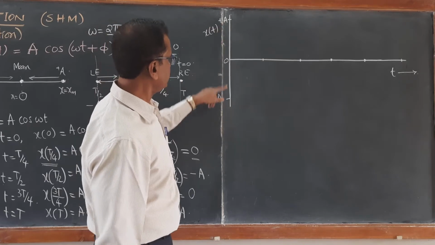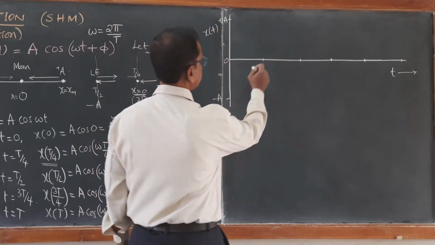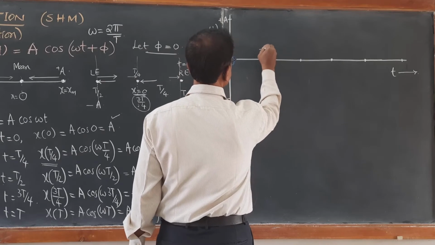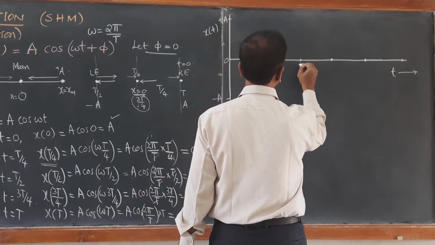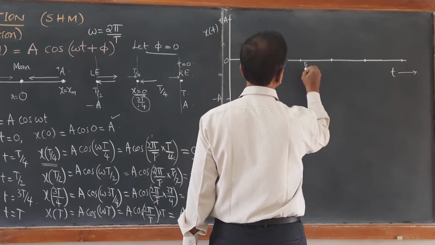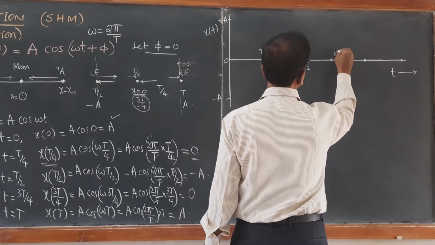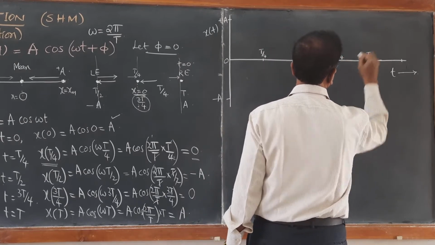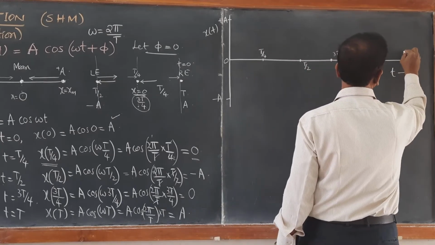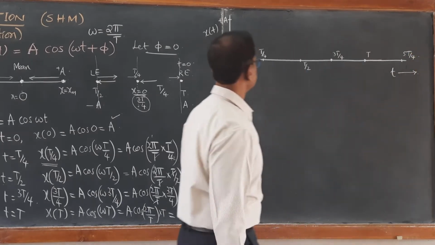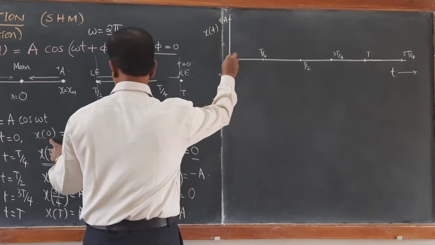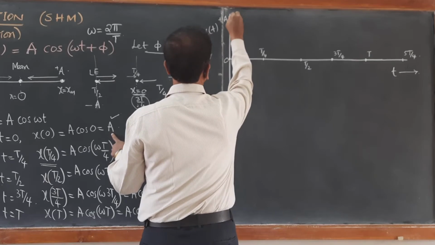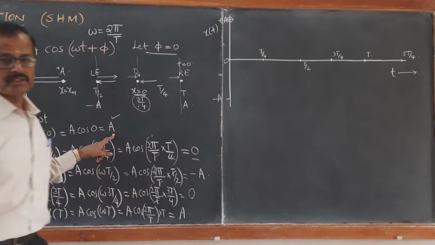So it is oscillating between plus A and minus A, and the time period I have taken as T/4, T/2, 3T/4, one full T, and this one will be 5T/4, right? Now at time t equal to 0, the value of x at 0 is plus A. So we mark it as plus A as the point on the graph.